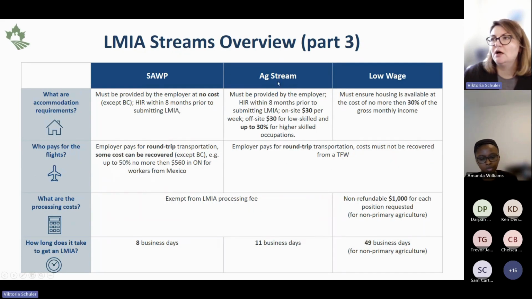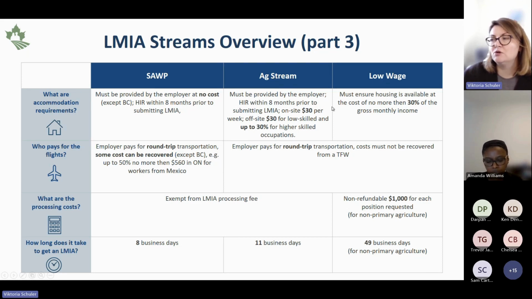Accommodation requirements, SOP and Ag stream. There are requirements for accommodation in all three. For SOP, accommodation must be provided at no cost except in BC, and you should have a housing inspection report within 8 months prior to submitting your LMIA application.